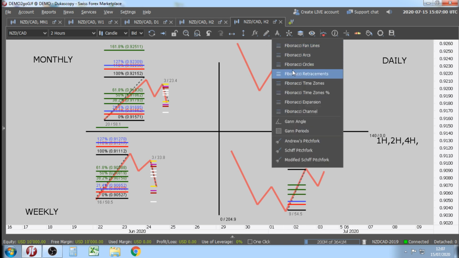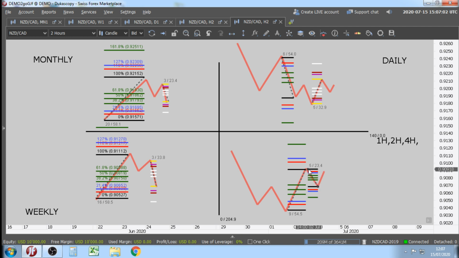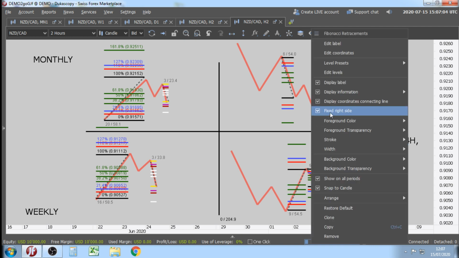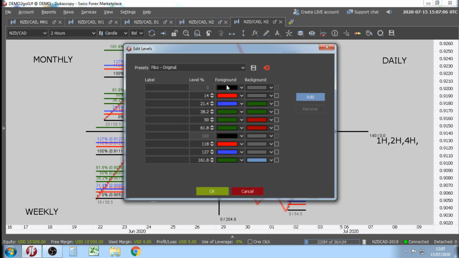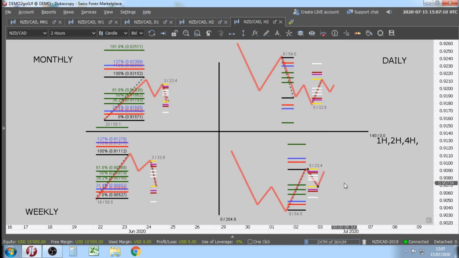And our contrarian Fibonacci is going to be like this, edit levels. Contrarian Fibonacci like this, right? And let me check, this one doesn't have the confirmed C. Okay, it's okay.